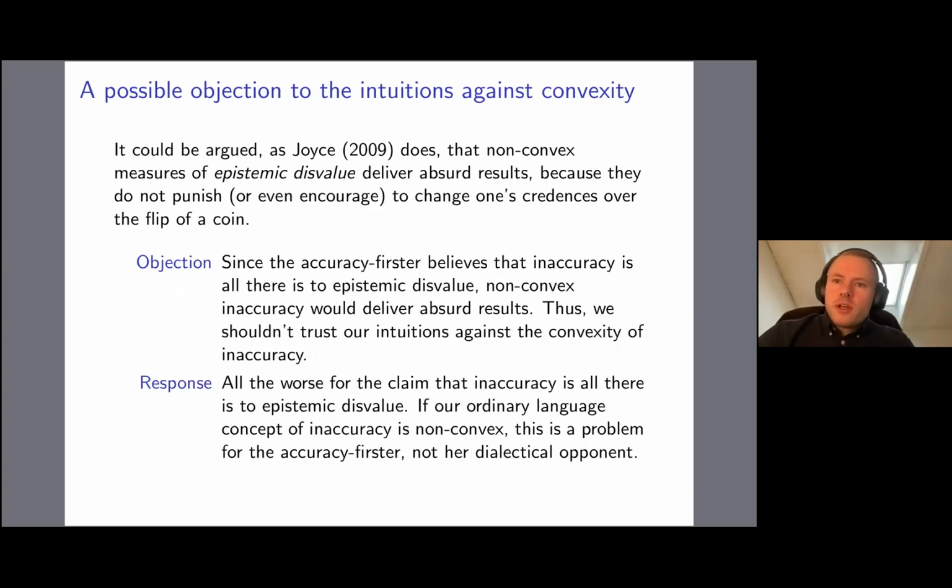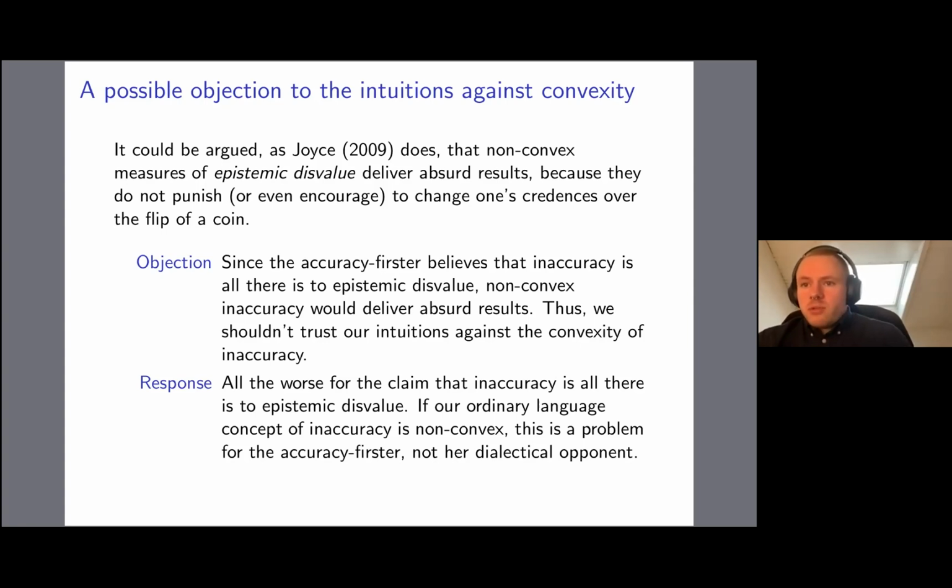At this point, I want to consider a possible objection to the intuitions against convexity. It could be argued, as for example Jim does in his 2009 paper, that non-convex measures of epistemic disvalue deliver absurd results because they do not punish, or even encourage, changing one's credences over the flip of a coin. This alone is no objection yet, but it could be made into an objection as follows.